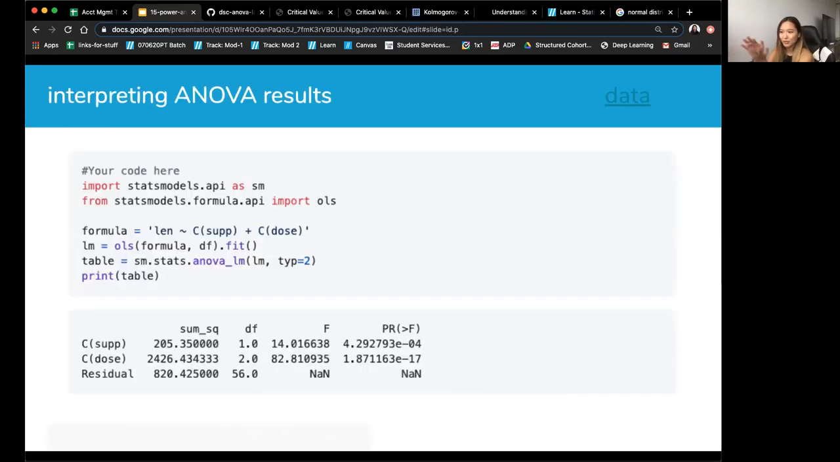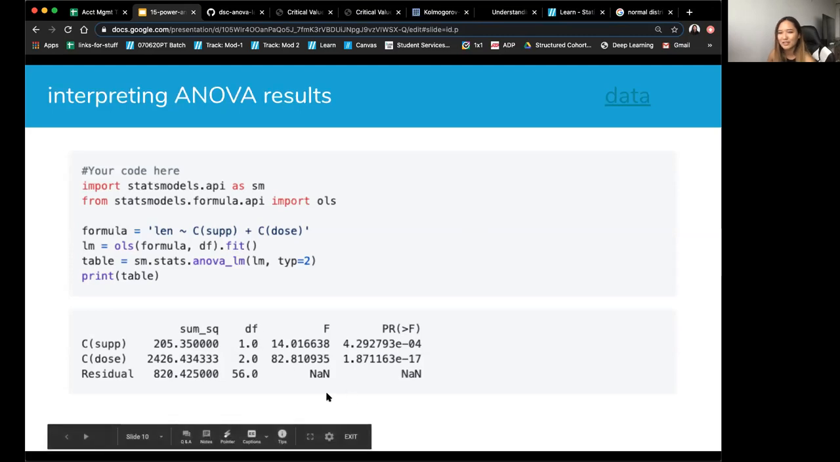So basically, what this is saying is that between the different supplements, there's a difference. And between the different dosages, there's also a difference. Does that make sense? So you'll see this exact thing in your ANOVA labs. I just wanted to explain this output and also talk a little bit about what this code is really doing. So any questions about this output?